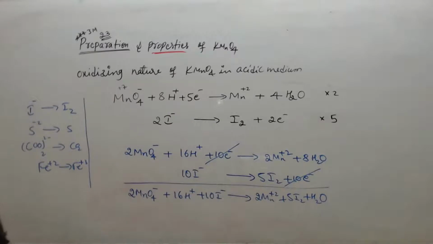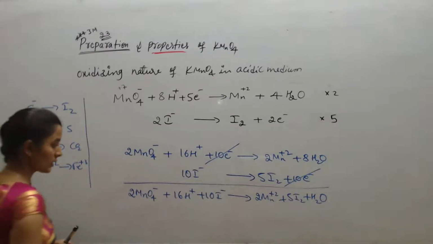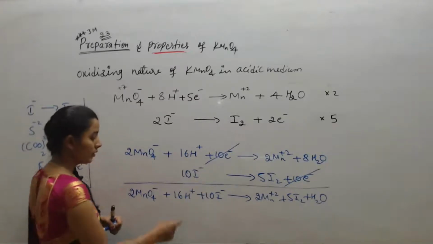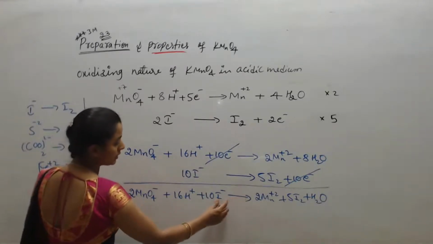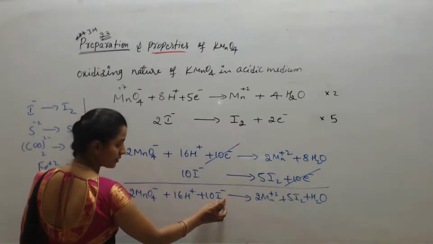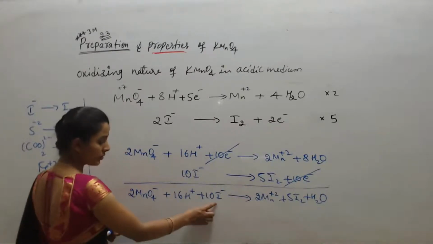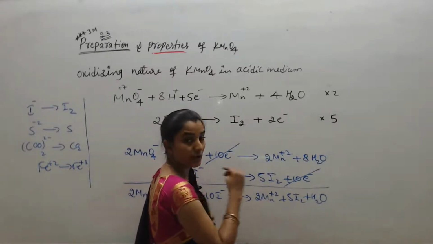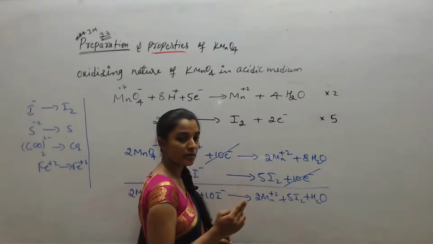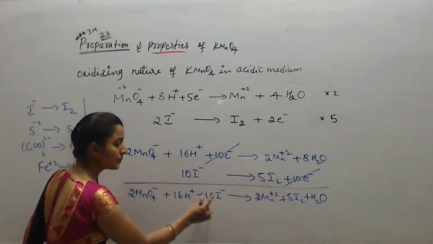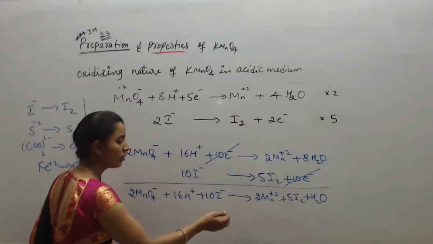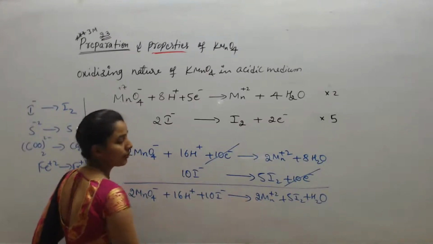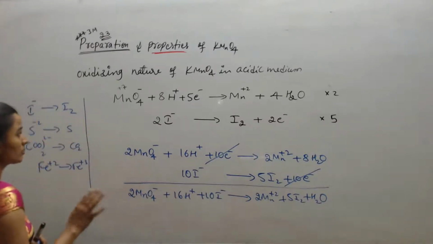So this is the balanced ionic equation in which KMnO4 is treated with iodide, and in the presence of acid it oxidizes I- to I2. Here the oxidation state of iodine is -1, here it is 0. -1 to 0 means loss of electrons takes place, that is oxidation. This KMnO4 helps to oxidize I- to I2 by accepting electrons, changing its oxidation state from +7 to +2. Okay, so this is one reaction.